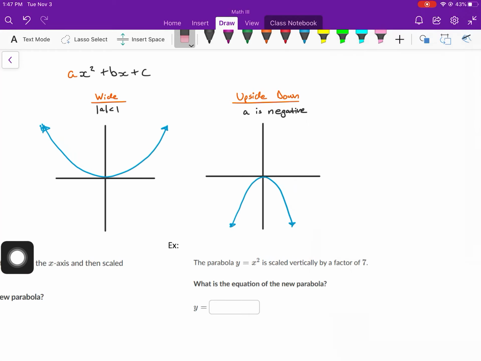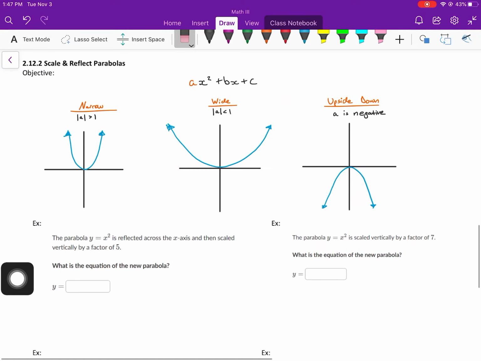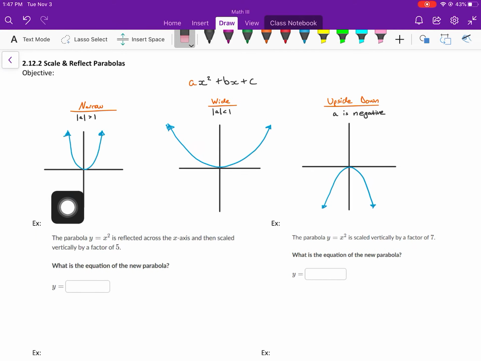So, basically, if a was like 0.5, that's a number less than 1, or 0.3 or 0.9. Those numbers are less than 1. They're what cause it to be compressed and horizontally compressed, because you're going to see what they mean by scaled vertically. Scaled vertically would be making it narrow like this.